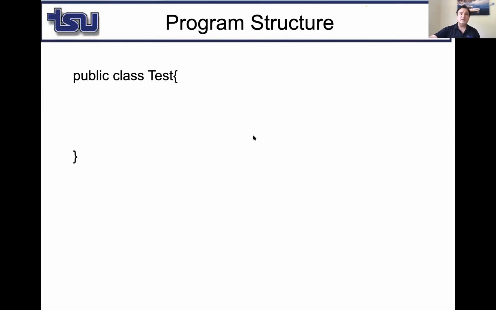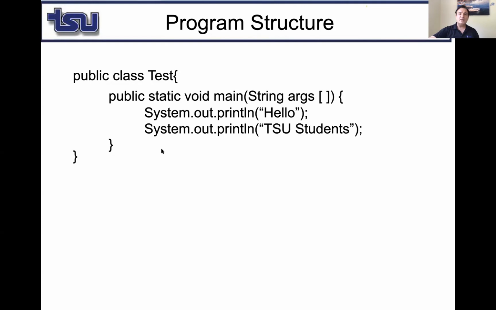Here's another example. Again, public class test, left and right brace, and then public static void main String. By the way, those square brackets refer to an array, and arrays are going to be the subject of, I believe, lecture 5. So this is nothing but a string array. And then I have left and right braces. This time I have two println function calls. The first one is hello. So on the screen or on the terminal, I'm going to see hello, and ln means next line. Then the cursor will go to next line, and then I will see TSU students.